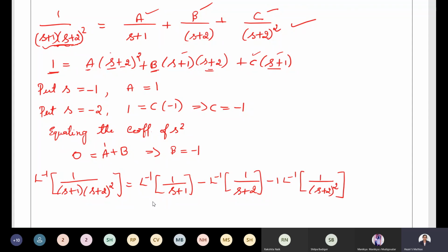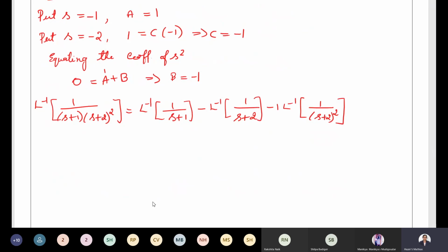So what do we get now? Find the inverse Laplace transform of this. What is the inverse Laplace transform of this? E power minus t. Am I correct? Yes, ma'am. Yes, minus. What is the inverse Laplace transform of this? E power minus 2t. Minus e power minus 2t. Okay, what about this term?